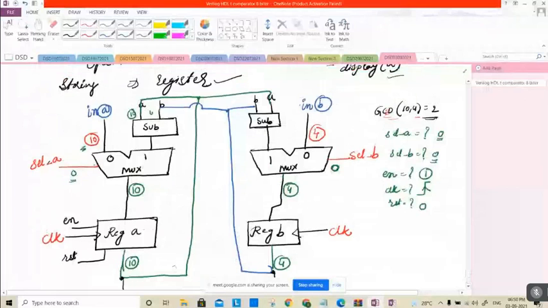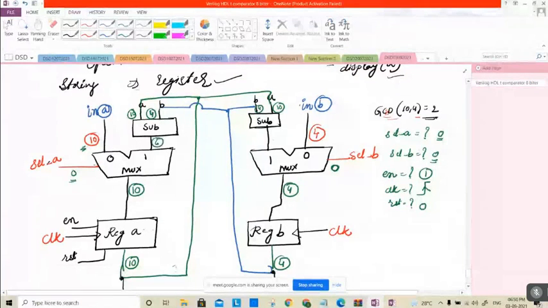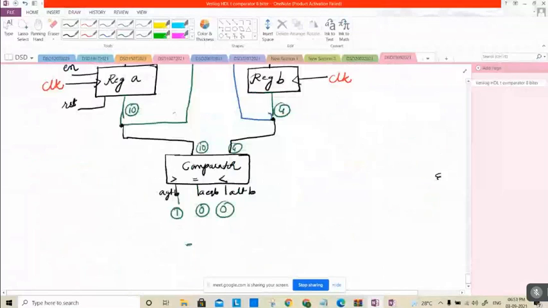Ikka 10, 4 undi, alage, and here the value of B is 4, the value of A is 10. So 10 minus 4, the value is 6 over here, and 4 minus 10, the value is minus 6. Suppose it is minus 6 vachindi ankonde, minus 6 vachindi. Right, now the comparator says that A is greater than B. A is greater than B.